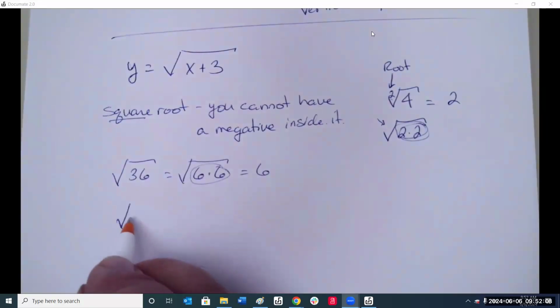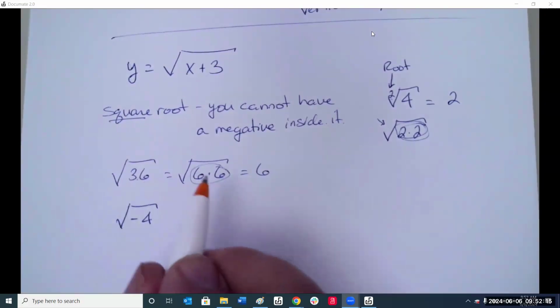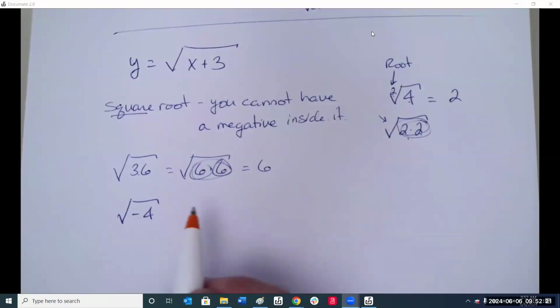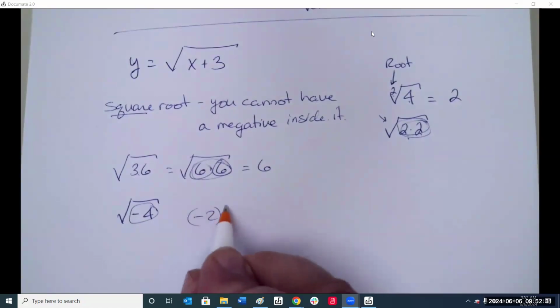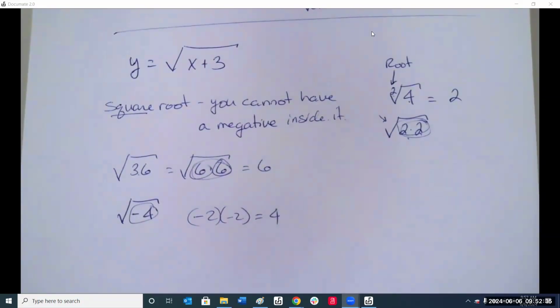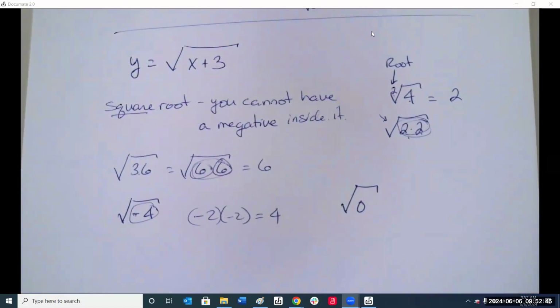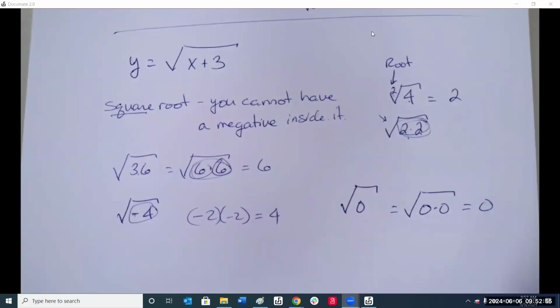Now, can we take a square root of negative 4? 6 times 6 equals 36. It has to be the same number. 2 times 2 is 4. Can we have 2 of the same numbers that equal negative 4? Now, negative 2 times negative 2 equals positive 4. So that's why we cannot have a negative inside there. Can we do 0? Remember, we need 2 of a kind. What's 0 times 0? So the answer is 0.